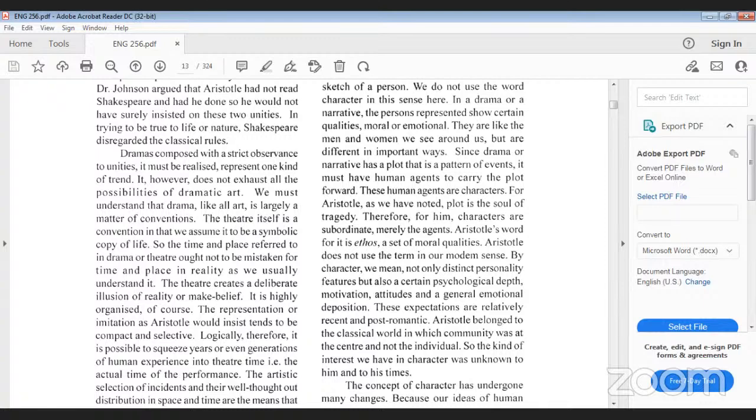What do you mean by ethos? Set of moral qualities. It means to have this character, you should have something with you. You should have an ethos. You should have a good quality in your mind. Aristotle does not use the term in the modern sense of character.